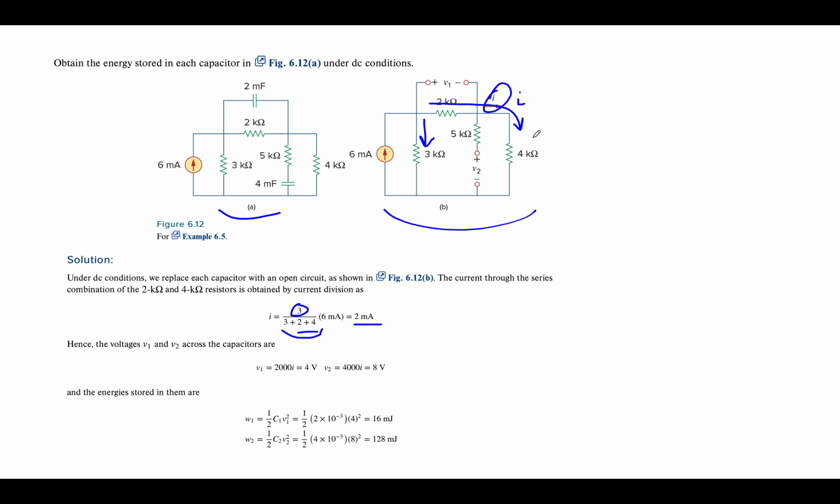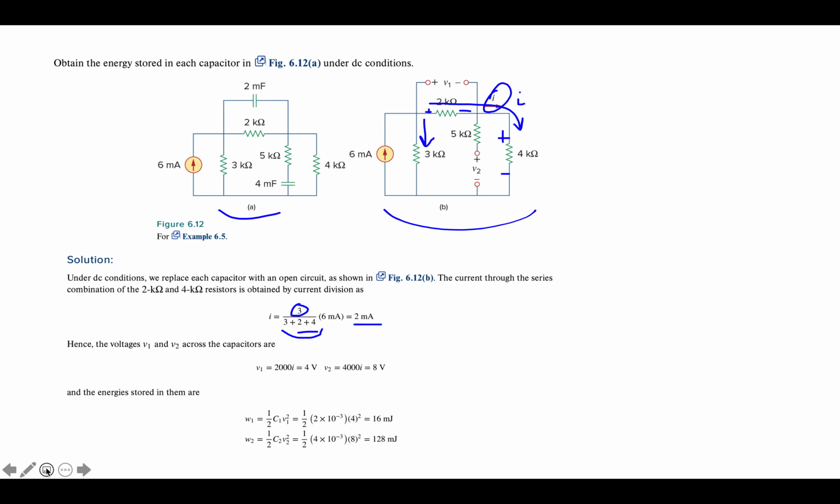So now I have this current, which means I can find the voltage across this 2 kilo ohm resistor by taking IR, and I can find the voltage across the 4 kilo ohm resistor also by taking IR. That means I'll get 4 volts here and I'll get 8 volts here. Now, notice that this open terminal is actually the voltage across this 2K resistor.